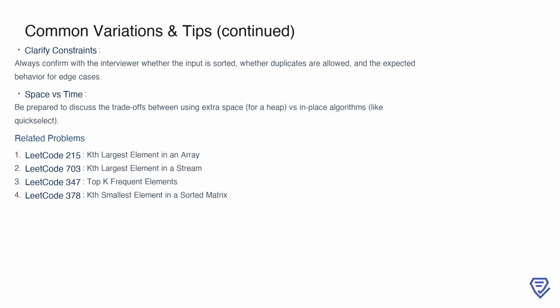For further practice, consider exploring related problems. Examples include LeetCode 215, which also involves finding the kth largest element in an array, LeetCode 703 for working with a stream of elements, LeetCode 347 for identifying the top k frequent elements, and LeetCode 378 for finding the kth smallest element in a sorted matrix. These problems build on similar concepts and will strengthen your understanding of selection problems.